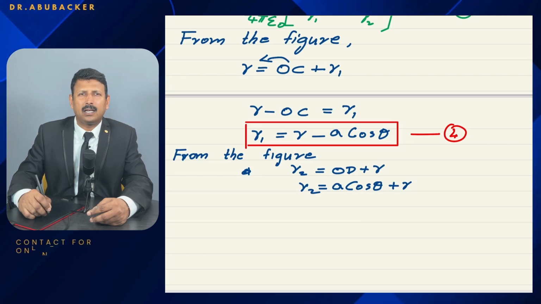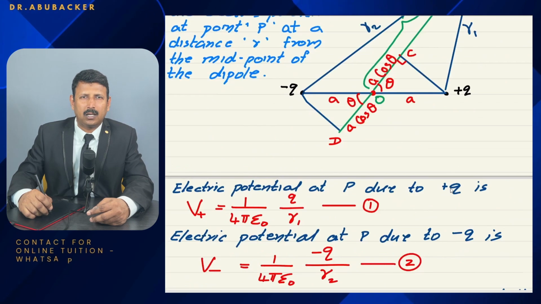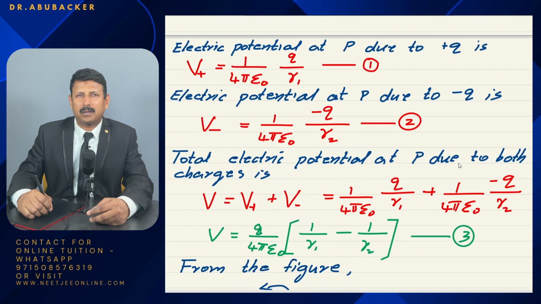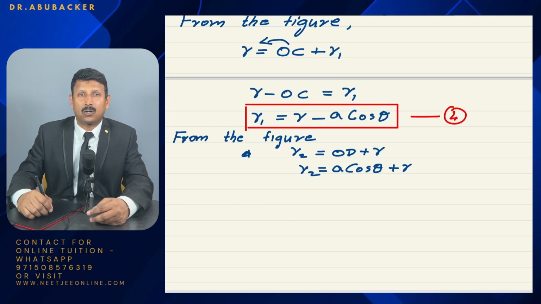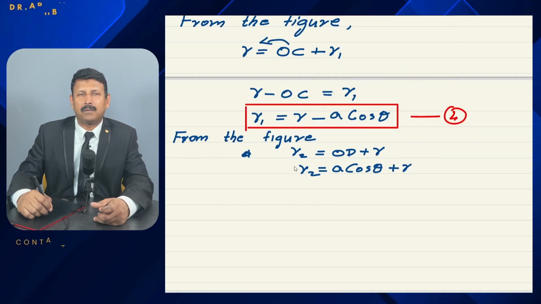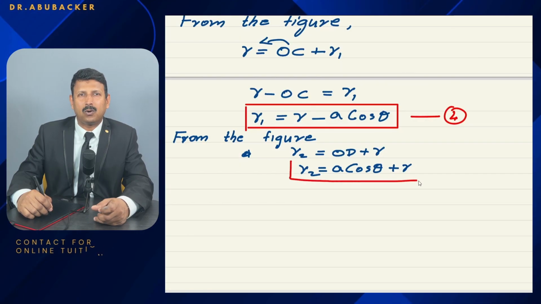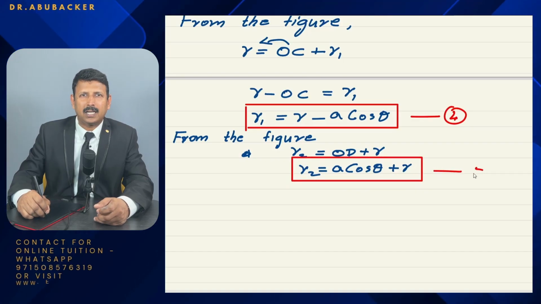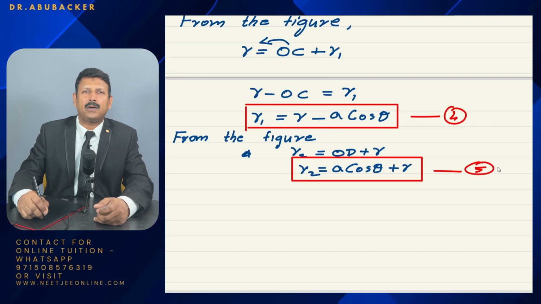So R2 directly we got, no need to do the transpose. So R1 is ready with us and R2 also ready with us. So see, almost the same, right? When we draw, it is like a small difference feeling, but because the distance between the charges in the dipole is so small, we can take it like that, no problem. So R2 is equal to a cos theta plus r. That is equation number 5.